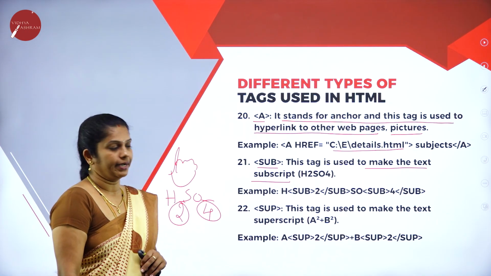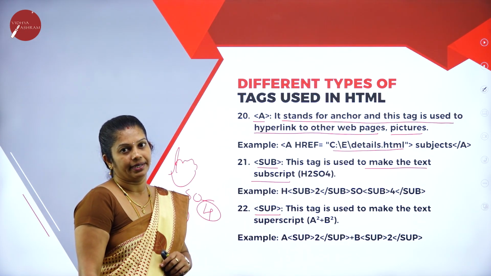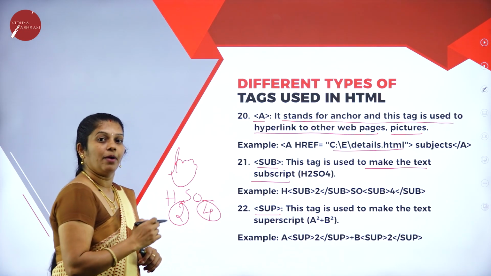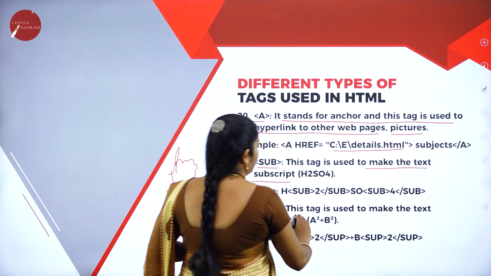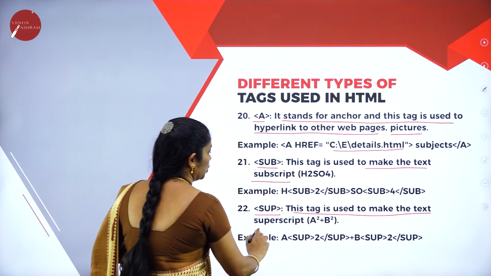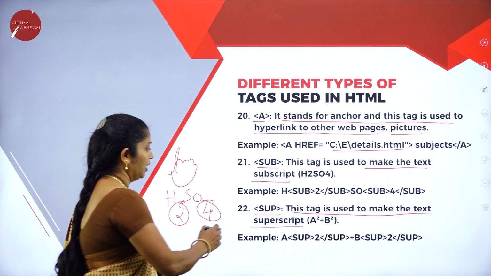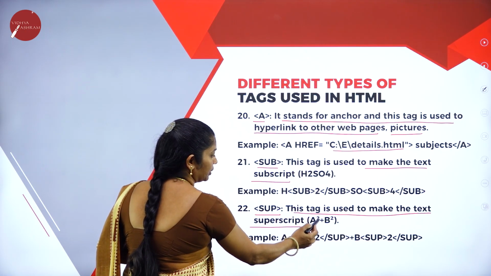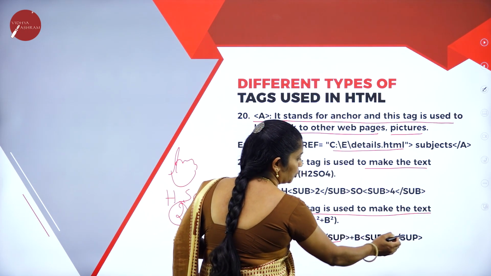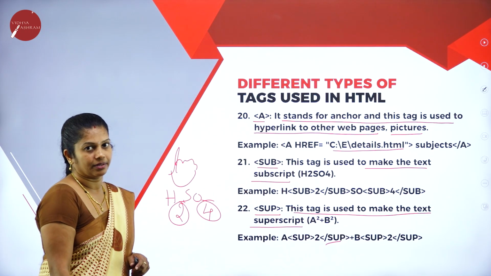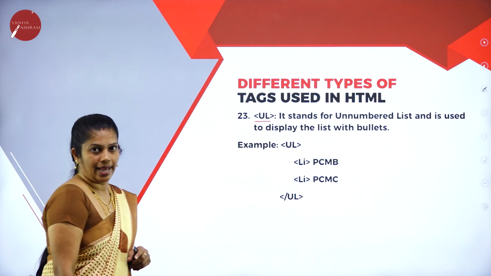Whereas the next one, SUP stands for superscript tag. When you want to display some text in the power format, then we use the superscript tag. This tag is used to make the text superscript. For example, A square plus B square I want to write. Then A superscript 2. Then we close the superscript. Then plus B superscript 2. Then we close superscript here. Now is it clear? And next we will move on to the UL tag.